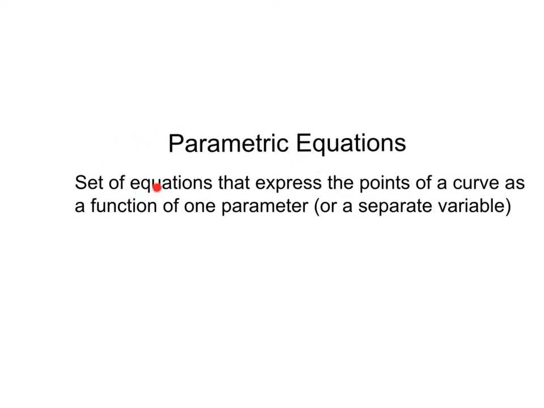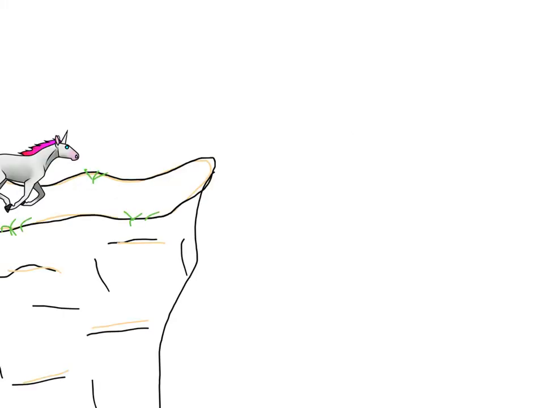This is just a set of equations that expresses the points of a curve as a function of one parameter. We're going to just think of this as two different variables that rely on a separate parameter or a separate variable. To illustrate parametric equations, I want to show you my friend Yoon.